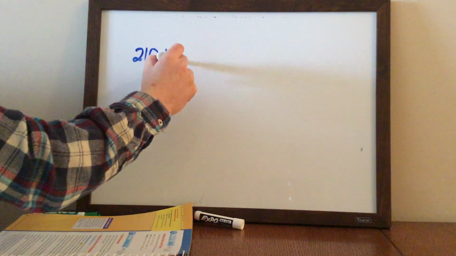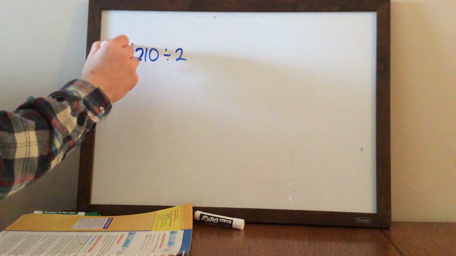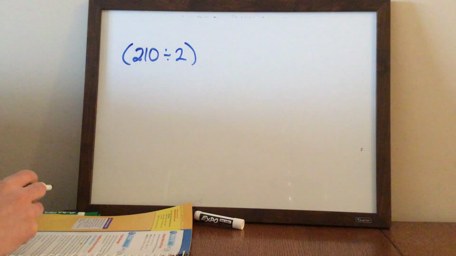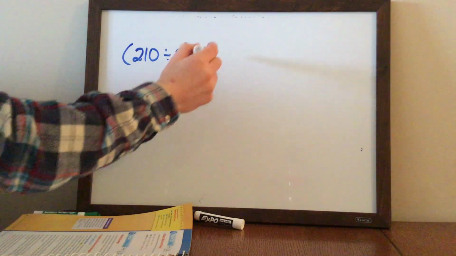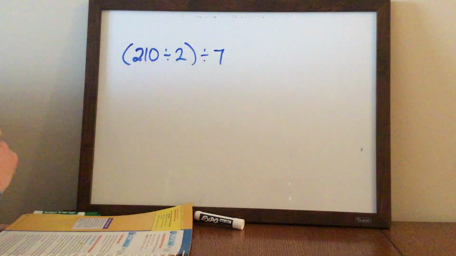What did we do first? You got to look back at your notes. We took the 210 and we divided it by how many girls there were, and that was 2. Once we got that answer, which was 105, what did we do with that? We divided it by how many hours they worked, which was 7. So this was the summer camp.